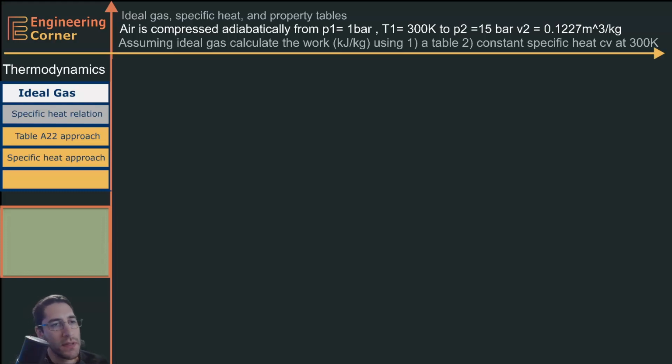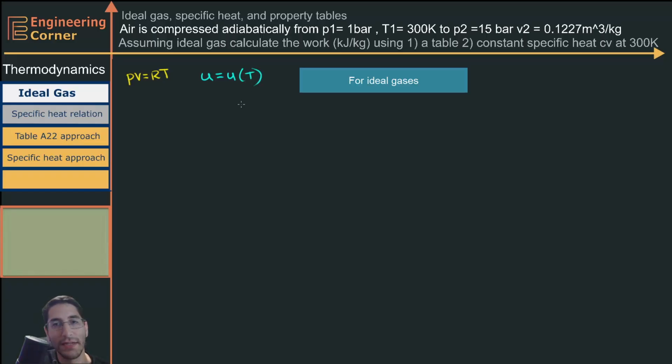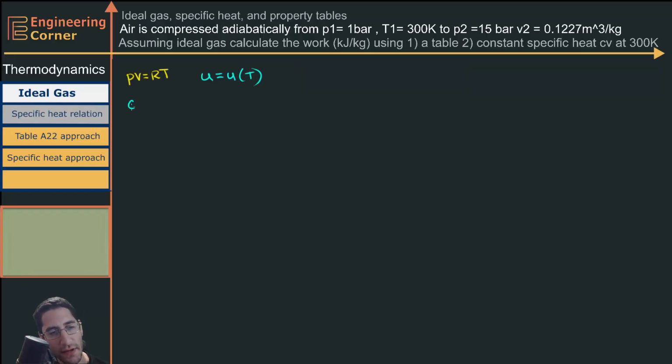If we use the ideal gas relationship, we have an equation that says PV is equal to RT. It can also be shown that the internal energy is only dependent on the temperature. So our internal energy U is equal to U of some temperature T. When we're looking at specific heat, we have an equation that says our specific heat, CV, is equal to the change in internal energy over the change in temperature.